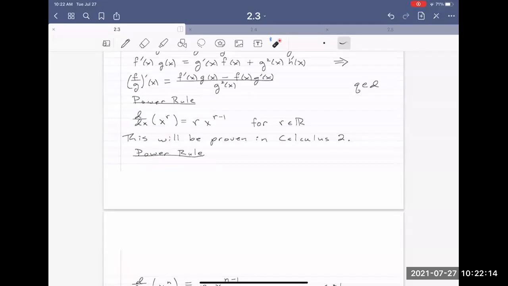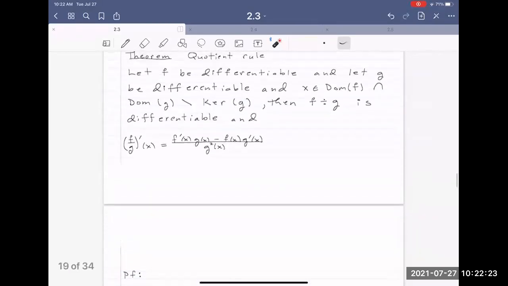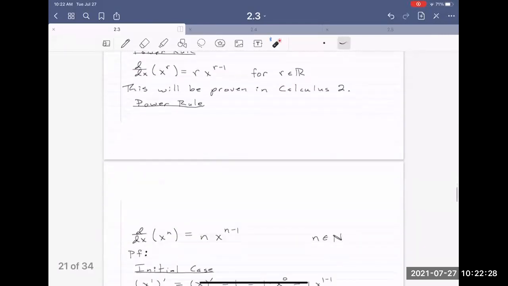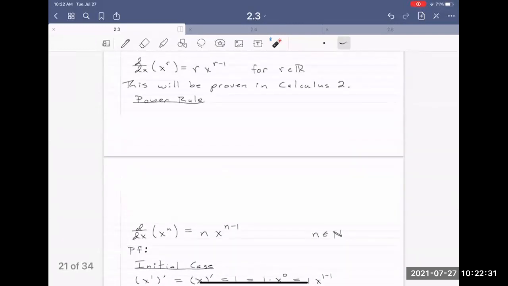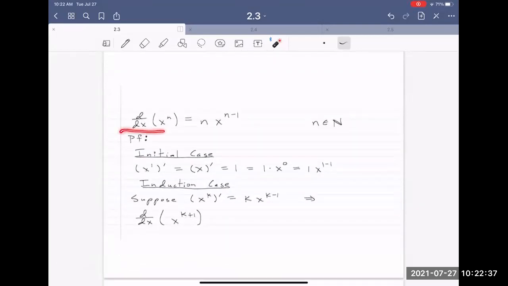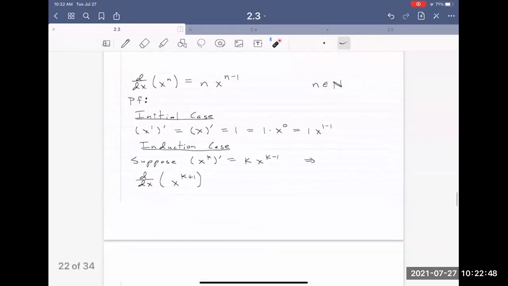But let's revisit my proof of the power rule using Leibniz rule. So I want to show the following. The derivative of x to the n is n times x to the n minus 1, and that this is true for any natural number n. So I'm going to prove this using mathematical induction.